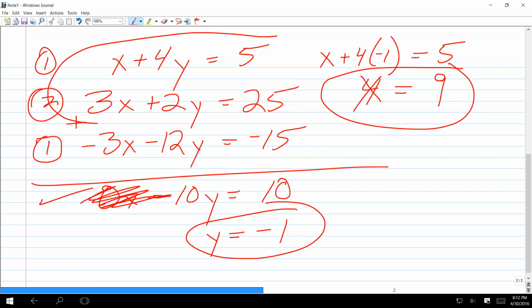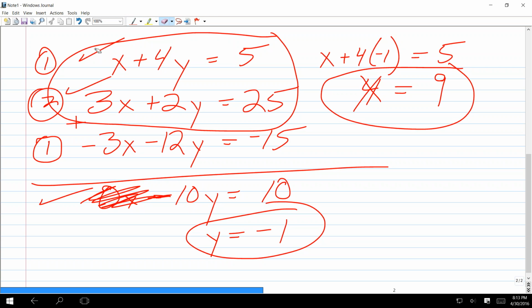You'll notice that if you plug in those values, y equal minus 1 and x equal 9, this equation is true, and this equation is true. And that's what you have to come up with. In other words, when you solve for a solution, it's got to be true for both equations.